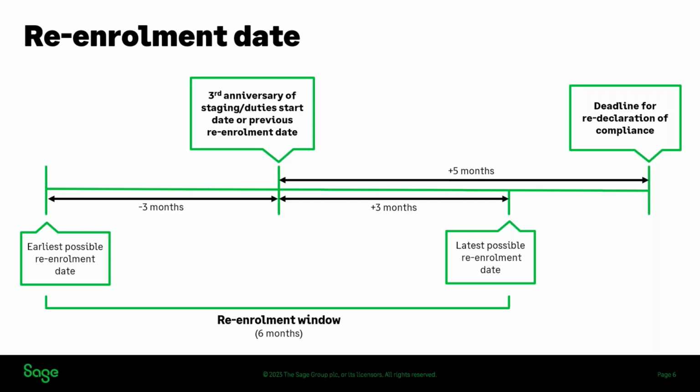Now there is a deadline as well for your re-declaration of compliance. Now this is solely based on your 3rd anniversary of your staging or duty start date or your previous re-enrollment date, and it is 5 months from that date. So it doesn't matter which date you choose within that 6-month window, it will always be 5 months from that one date. So for example, if you decide to go with the latest possible re-enrollment date, you will have a 2-month window to get your re-declaration of compliance done before the deadline. If you go with the earliest possible enrollment date, you'll have 8 months because it's 5 months from that one date. So do keep that one in mind.